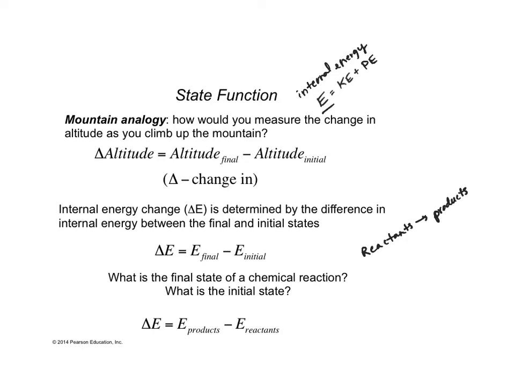Reactants or products? Products, right? So for internal energy with respect to our chemical reactions, the products are always the final state of our system, whereas the reactants are going to be the initial state of our system, okay? And so if we wanted to measure this change in internal energy in a chemical reaction, then we would need the internal energy of our final state, which is our products, and then we would subtract the internal energy of the initial state, which was our reactants.